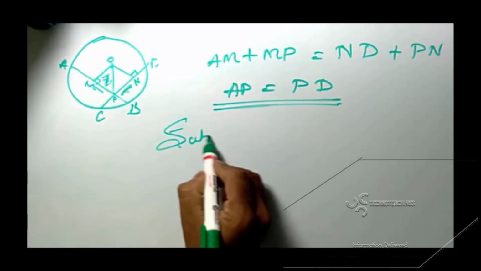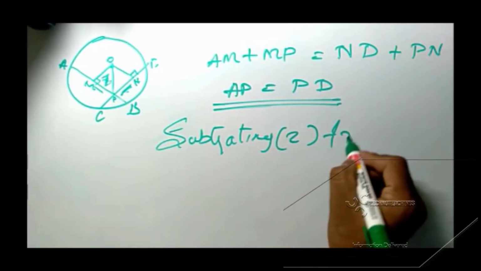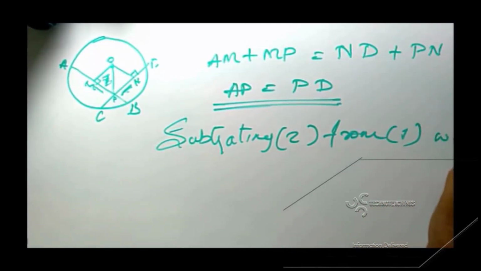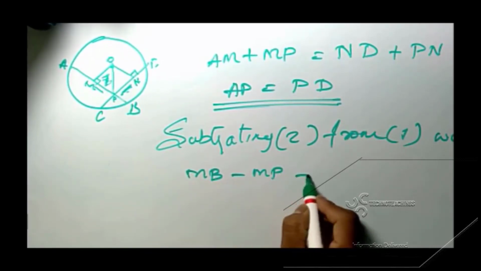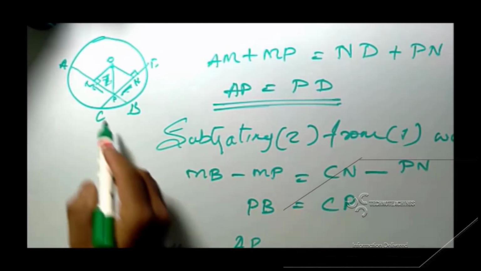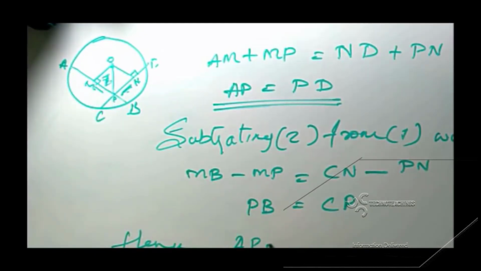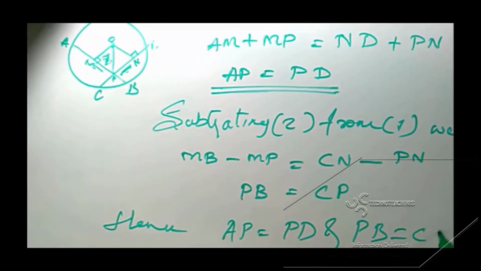Now subtracting 2 from 1, we have MB minus MP equals CN minus PN, where after subtraction I get PB equals CP. Hence AP is equal to PD and PB equals CP.